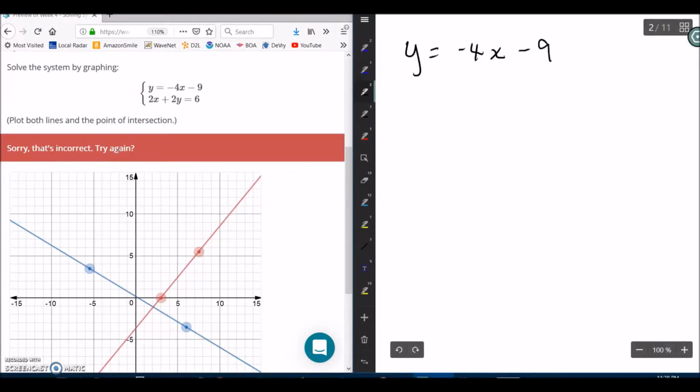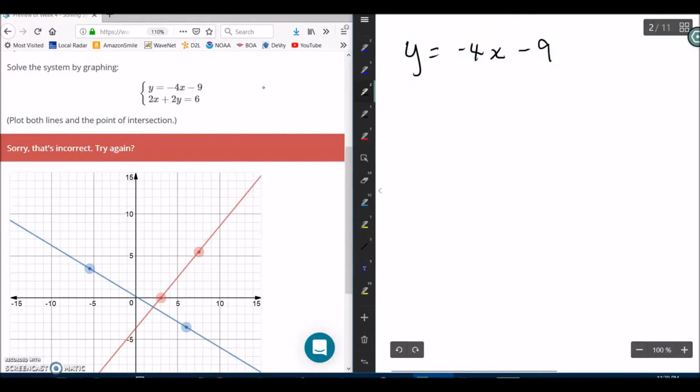This problem states that the equation is y is equal to negative 4x minus 9. When I worked this out the first time, I wrote down negative 4x plus 9, which guaranteed I was not going to get the right answer. So now let me try it again with the correct equation.